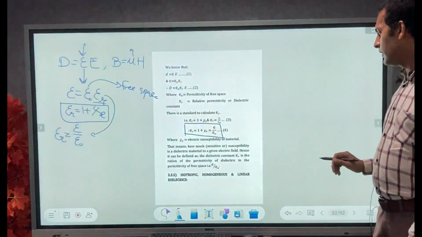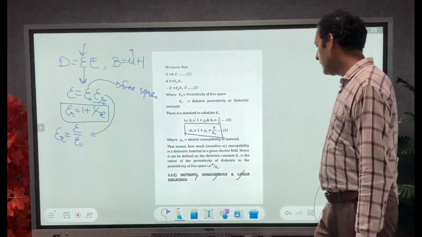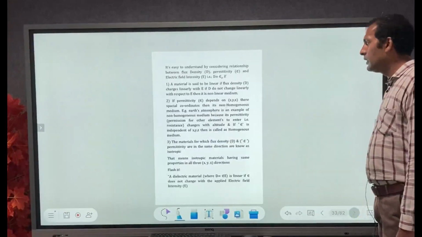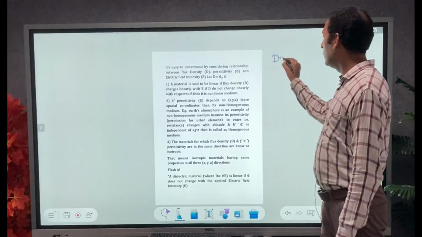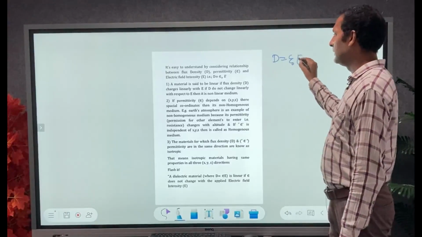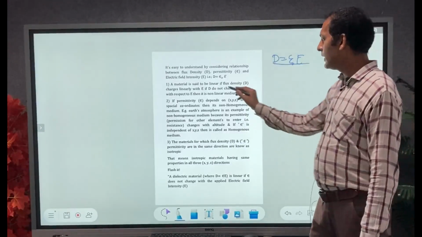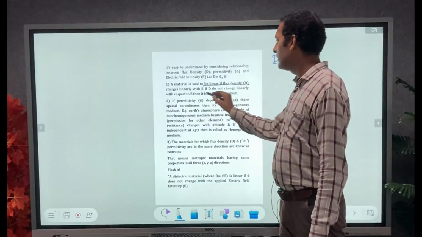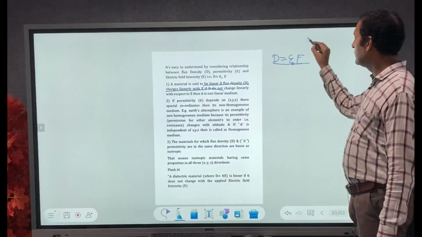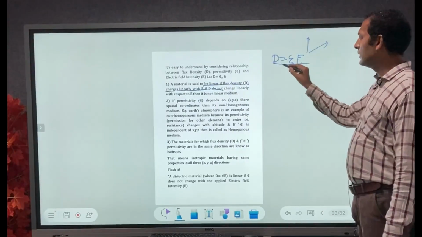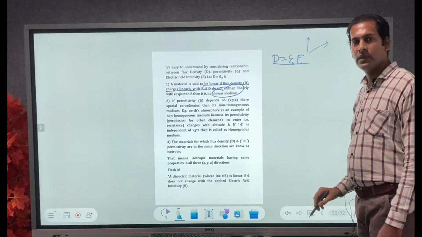Now we are talking about some different types of mediums. So there may be isotropic, homogeneous and linear dielectrics. These may be the types of dielectrics. If we consider the relation D is equal to epsilon E, based on this expression we will see what these three types are. A material is said to be linear if flux density changes linearly with E. If D is changing linearly with E, then it is called a linear medium. One type of medium is linear medium.